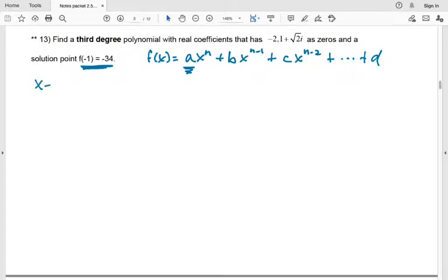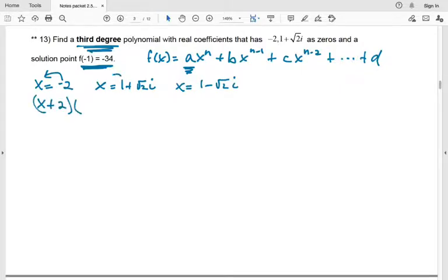So right now I know my zeros are -2, x equals 1 plus the square root of 2i, which means that 1 minus the square root of 2i is another 0. And I have 3 roots here, which corresponds to the fact that this has to be a 3rd degree term. All right, so moving that -2 over, that gives me a factor of x plus 2. And then moving each of these over, they have to change signs, so that'll be x minus 1 minus the square root of 2i. And then on the next one, it'll be x minus 1 plus the square root of 2i. All right, those are my factors that make up this polynomial.